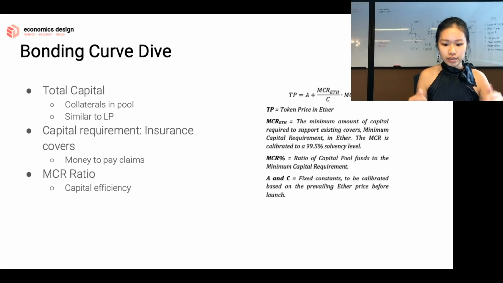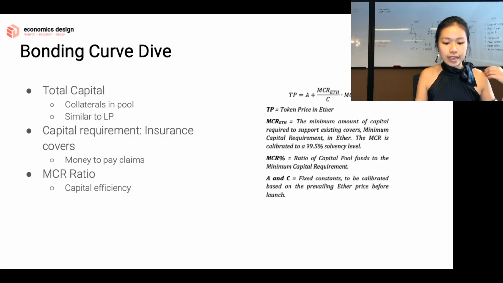So they've done some calculations to see the probability of bad things happening, and what the minimum capital required to cover these bad things is. We call that the minimum capital requirement, MCR. And then you have your MCR percentage ratio.